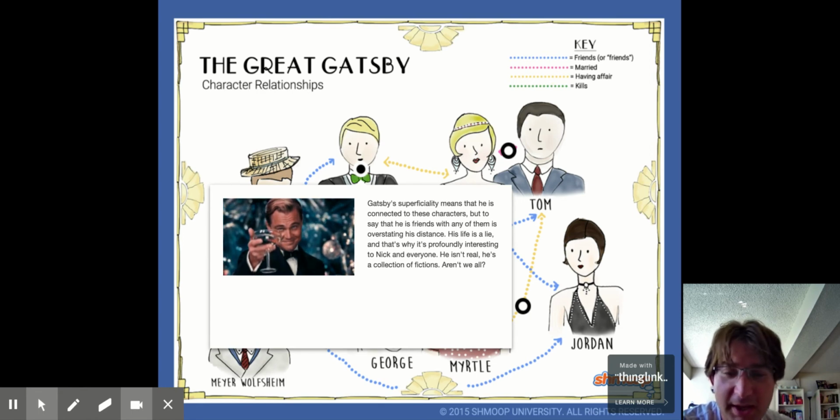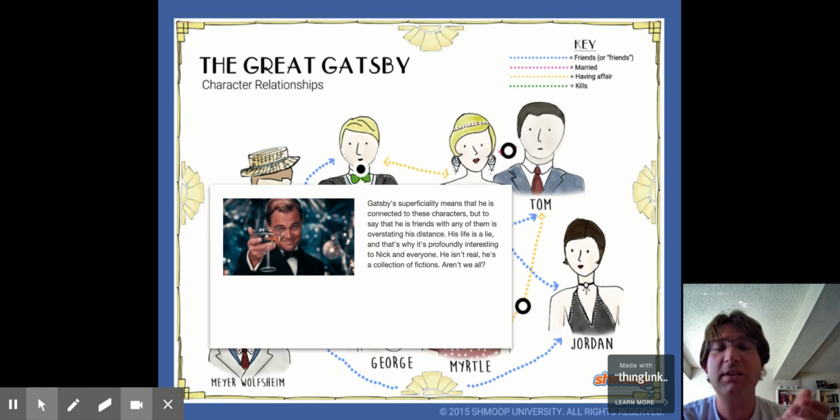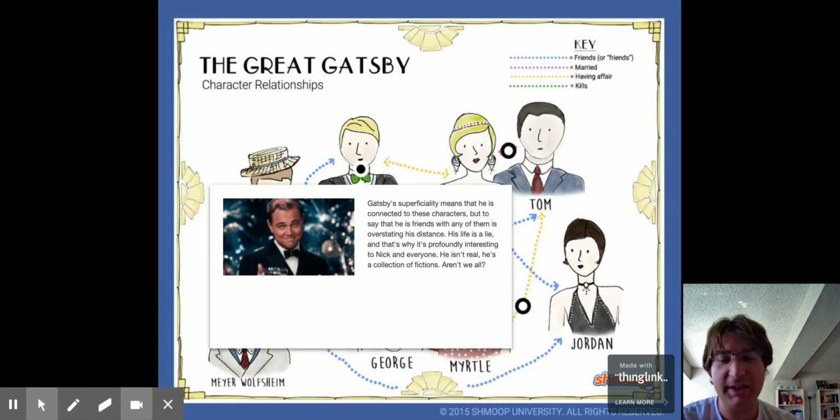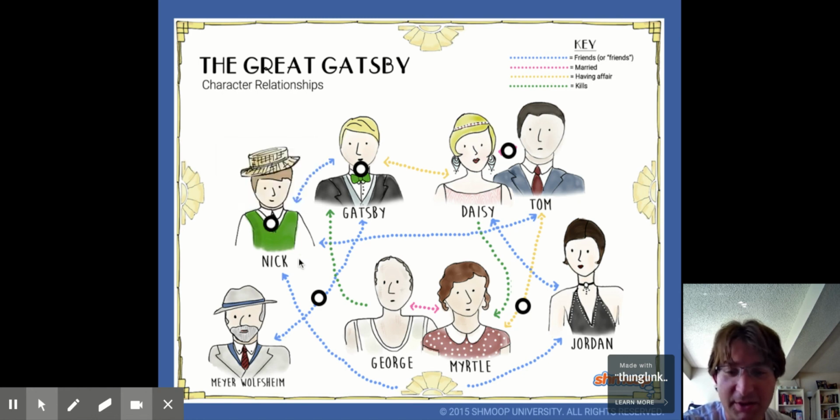Gatsby, and I put in gifs. This is a Gatsby gif. He's connected to these characters, but he has friends because he wants to look like he has friends, but he's actually really isolated. And he's motivated to maintain the fiction of his life because he's just a bunch of stories. Nick has this objective perspective, and that's why people disclose their secrets to him. Gatsby's confidence is crucial. For Nick, I forgot to mention some of the character motivations, so that one isn't as good as it could be.